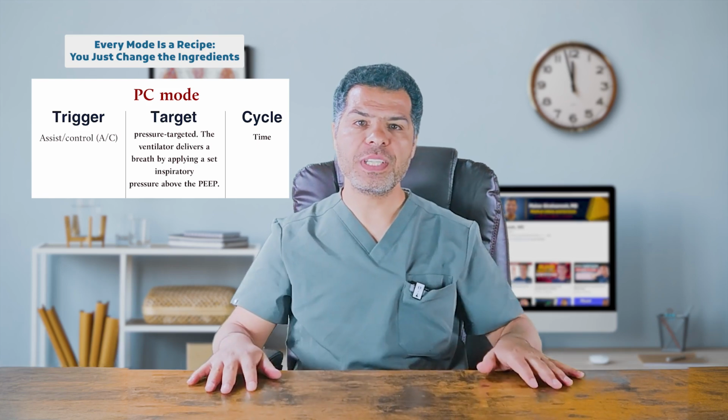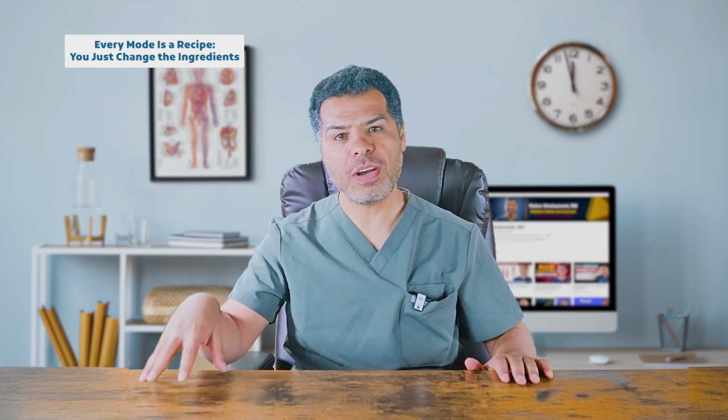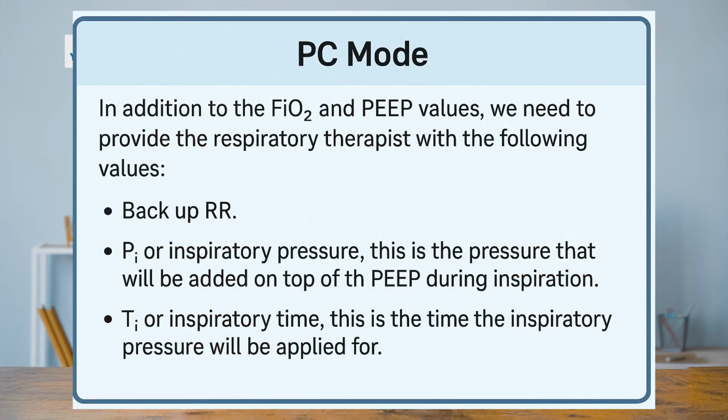Now, when ordering PC mode, again, in addition to the FiO2 and PEEP that we provide in all modes, we need to provide our respiratory therapist with the following values. Again, backup respiratory rate, the PI or inspiratory pressure value. This is the pressure that will be added on top of the PEEP during inspiration. TI value, or inspiratory time. This is the time that the inspiratory pressure will be applied for. I usually use 0.9 to 1.1 seconds.